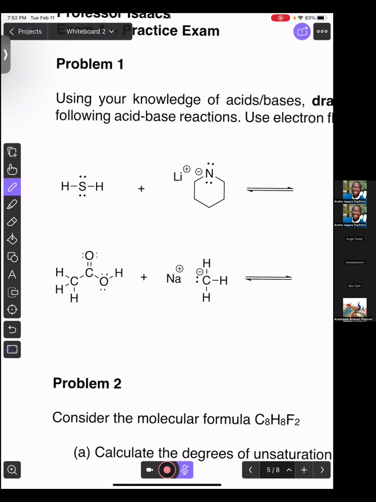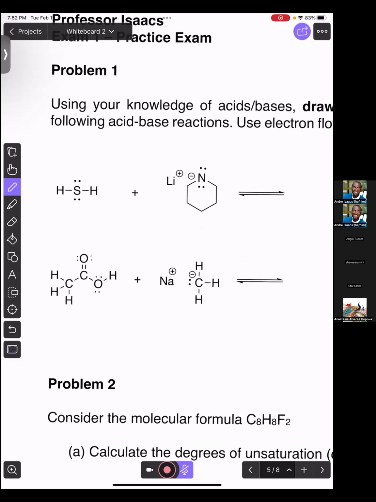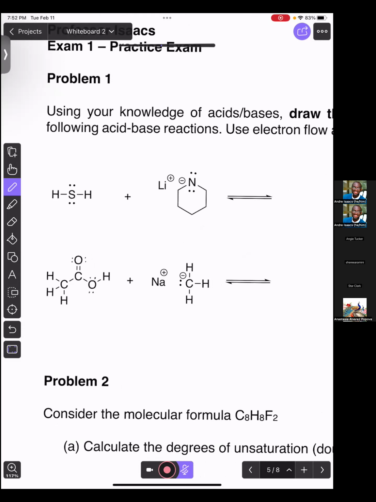So let's do the first one. Let's not do the second one. This is a practice. Let's do the first one, and then we'll jump to question 2 so we can get practice with these different types of questions. So let's do the first one. Which one is the acid and which one is the base? Remember, that's how we do these problems. Which one is the acid? Which one is the base?